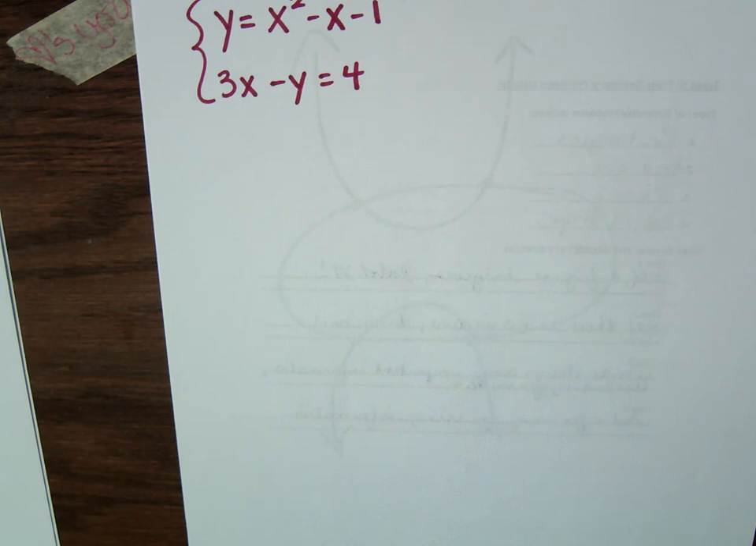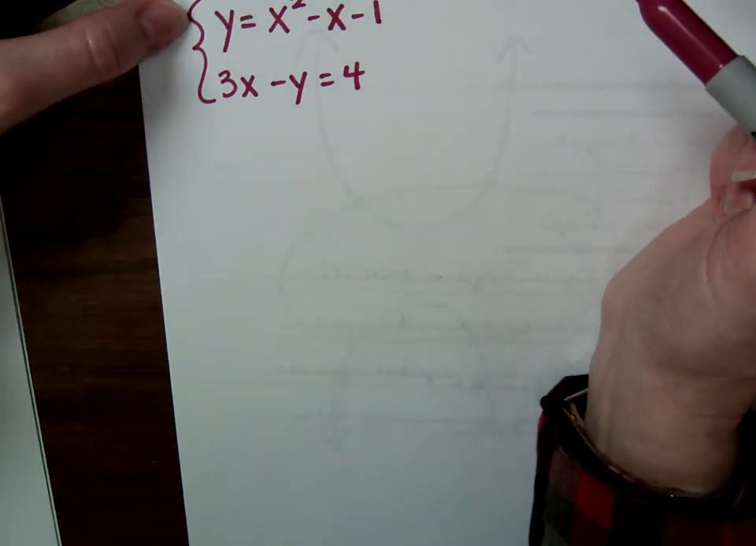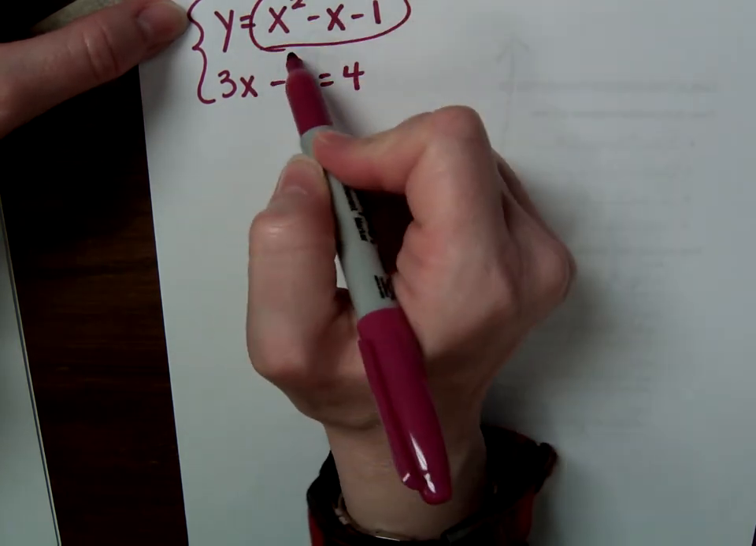Alright, I have a quadratic and a line. This is a parabola and a line, so it can have up to 2 points of intersection. I think substitution is the way to go because it already tells me what y equals right here. So I can just take this, put it in right there.